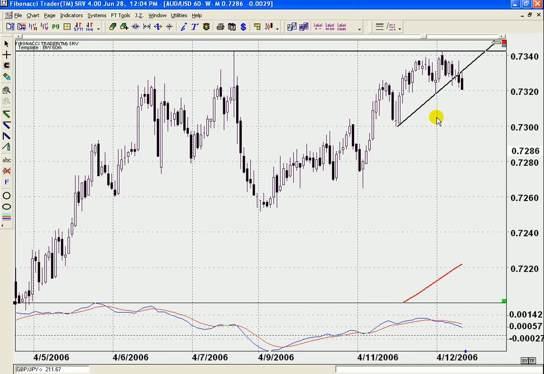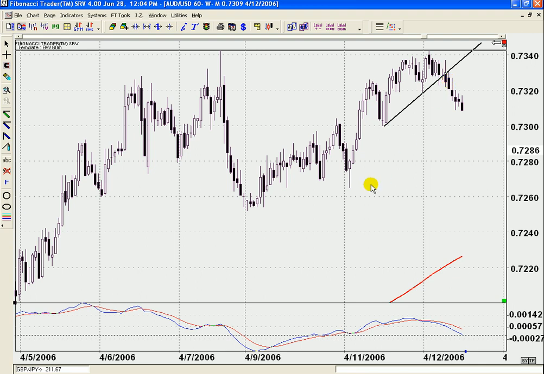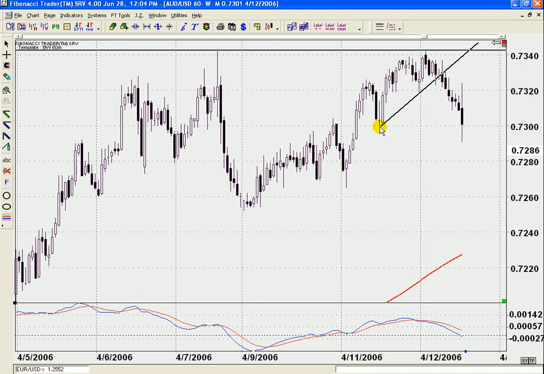This is our short-term trend line, and that trend line gets broken. You see this level of support here. Right here was an economic report which caused a bit of volatility in the market. This is our level of support which we will draw in.